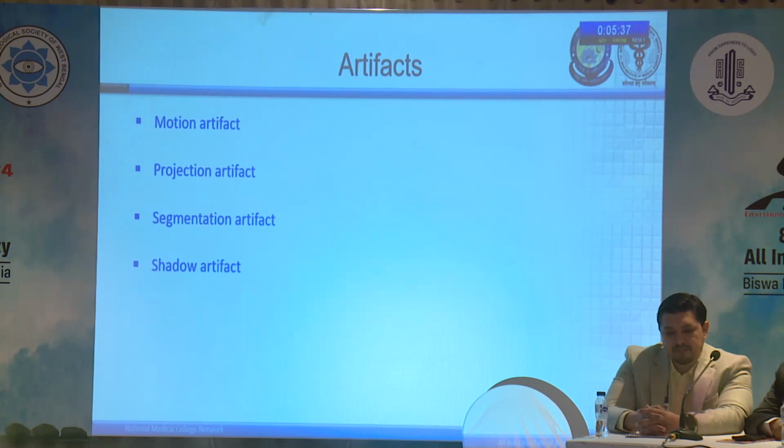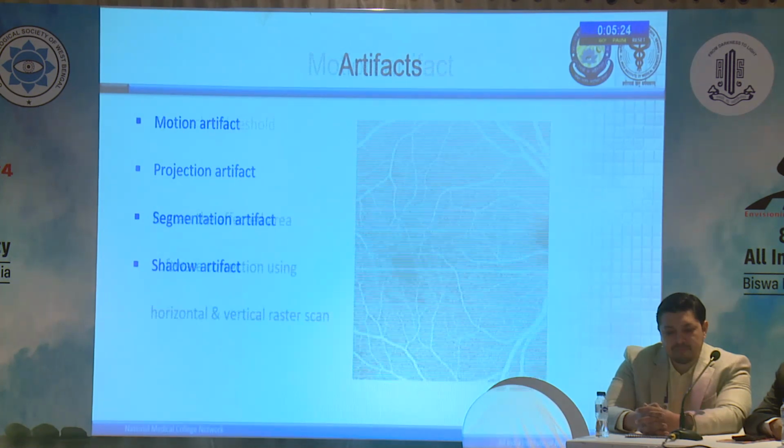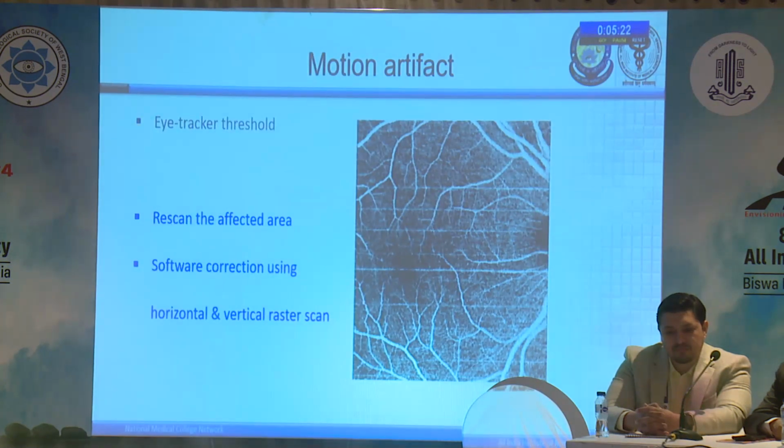Now different artifacts can occur in OCT angiography because it's a very sensitive tool. It will be affected easily by any movement of the eye, or there are other artifacts as well. So coming to the motion artifact, it occurs because there is some movement. Although there is an eye tracker present in the majority of the machines, the movement may be outside the threshold of the machine, and small movements may still not be compensated.